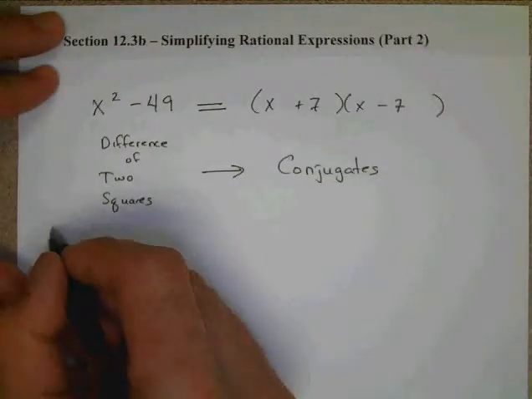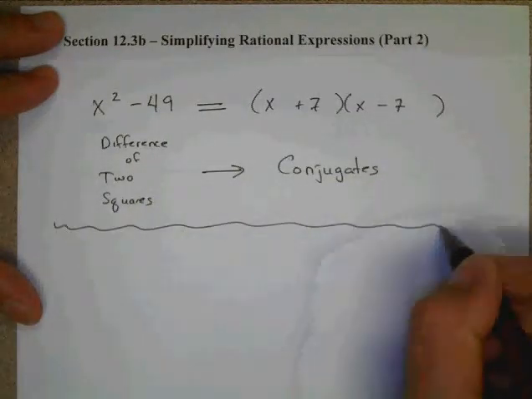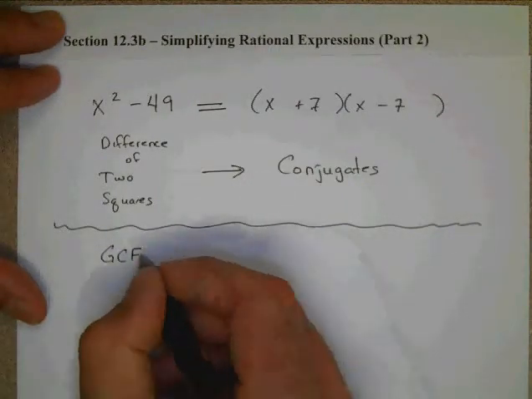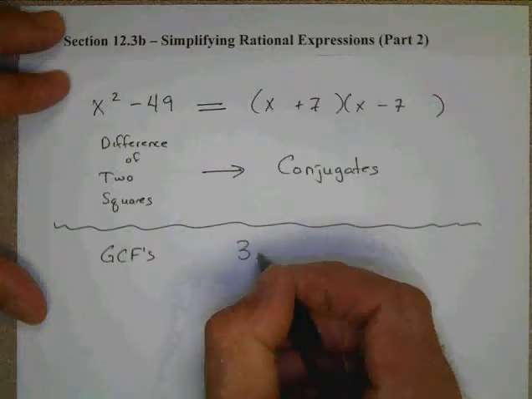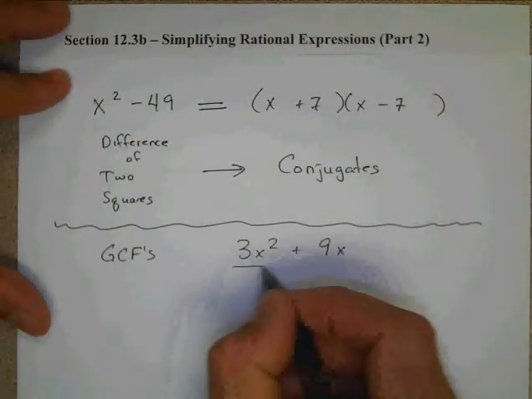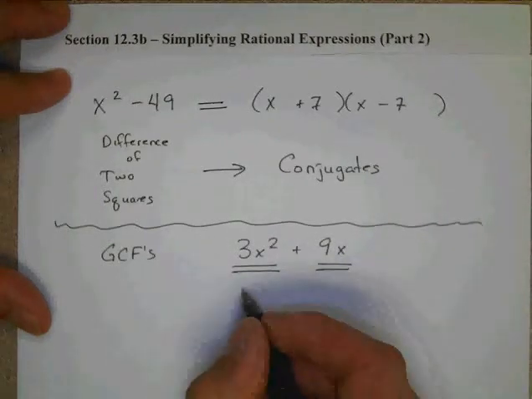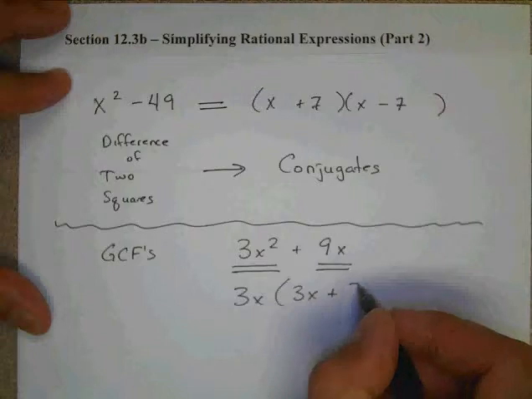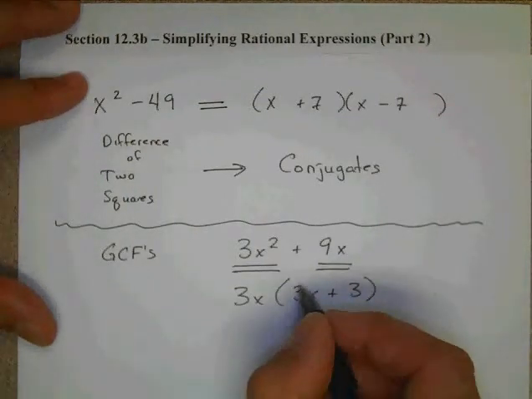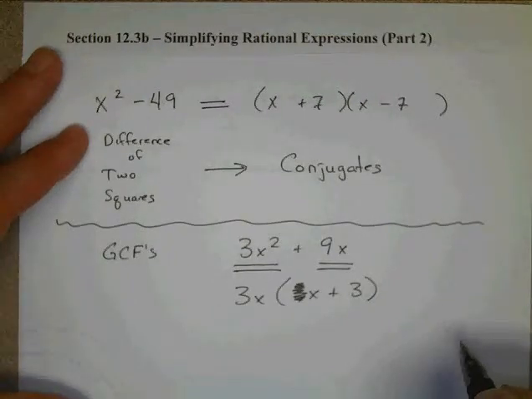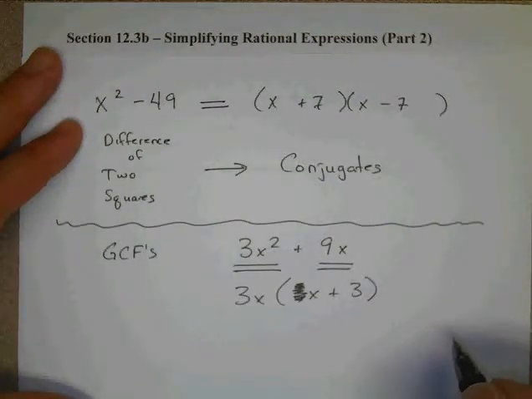All right? Second pattern to look for, GCFs. When we have something like 3x squared plus 9x, we say what goes into both 3x squared and 9x? That's a 3x, which leaves us 3x plus 3. Excuse me, that leaves us just x plus 3. I'm sure, Jalen, that you picked up on that little error there. So if you did earlier, well done.